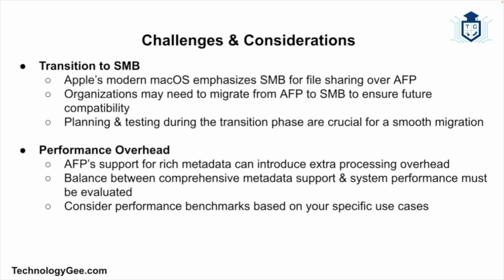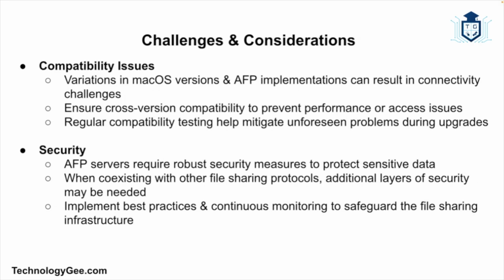There's performance overhead. AFP's rich metadata support can introduce performance overhead. So you want to balance performance and metadata requirements based on the specific use case. There might be some compatibility issues, so you want to ensure compatibility between different macOS versions and AFP implementations to avoid connectivity and performance issues. And then there's security, so you want to implement additional security measures to protect AFP servers and data, particularly in environments where AFP is used alongside other file sharing protocols.